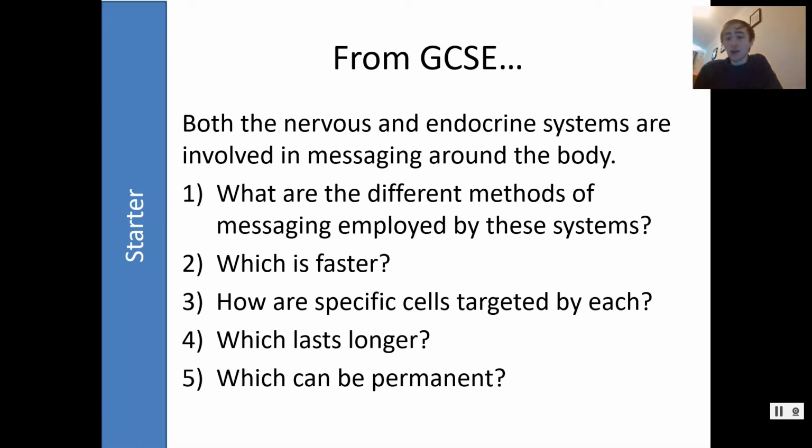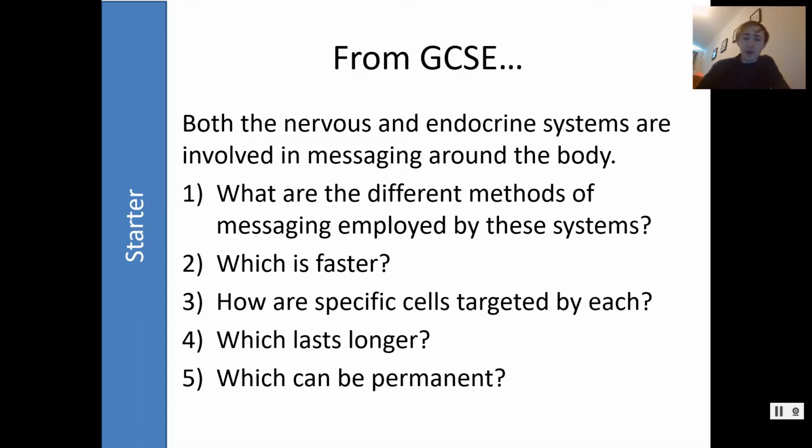How are specific cells targeted by each? Well, the nervous system targets cells by directly interfacing nerves with those cells. So the nerves have to directly attach onto cells or onto cells that are attached onto nerves. So broadly, the nerve physically attaches itself onto a cell and electrically stimulates it. Endocrine system works by hormones attaching to receptors on the outside of cells.